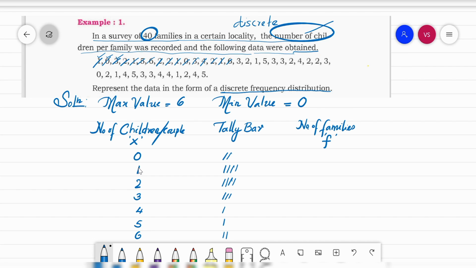3, mark it. Then 2. When it comes to 2, after 1, 2, 3, 4, already 4 lines, I'll put one more across them, which indicates that it is done 5 times. So we have already read 1 four times, so we will write it as 4. Now this is 5, students.